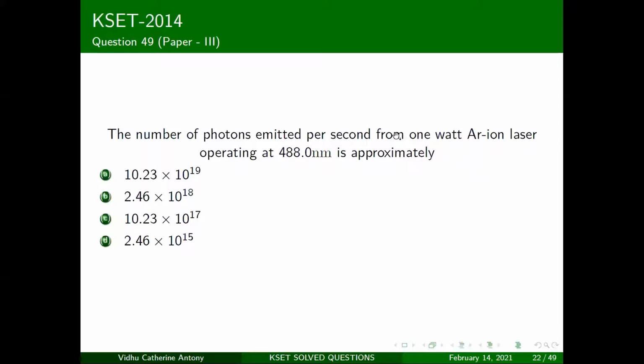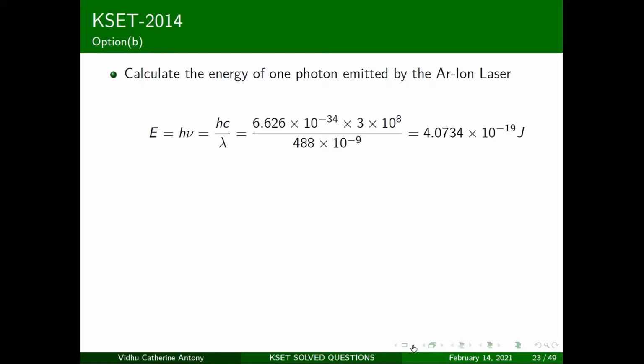Okay, so you could take the energy to be 1 joule because you want the number of photons that is emitted per second. So the equivalent energy that is emitted per second is 1 joule. Now calculate the energy of 1 photon that is emitted from the argon ion laser. That's basically easy. E is equal to h nu. Lambda, or the wavelength, is what is given to you. So you do hc divided by lambda and you calculate this and you get so many joules.